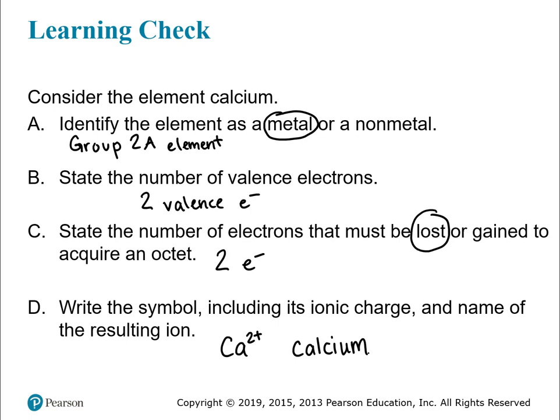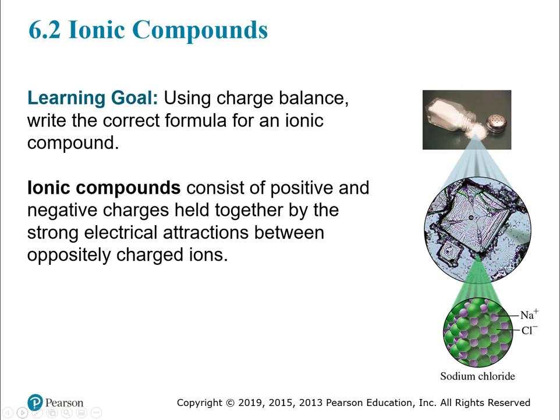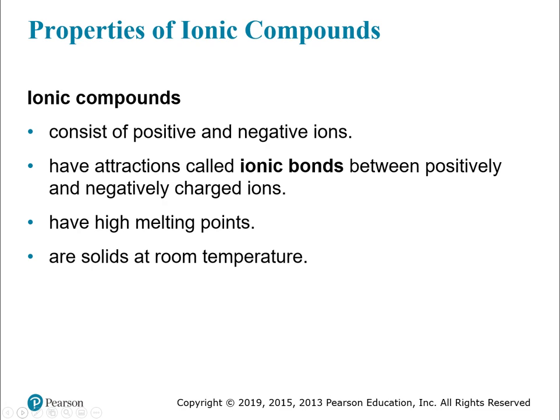You need to be able to do this for any of the representative elements on the periodic table. If you can do this, then you're in very good shape for the beginning of chapter 6. We laid the foundation of ions. Let's put it together, the cations and the anions, to form formulas and name compounds. Ionic compounds are made of positive and negative ions. And let's use our vocabulary words, cations and anions. They have attractions called ionic bonds between those charged ions. And we covered what an ionic bond was in the first section of chapter 6. Ionic compounds have really high melting points, and they're solids at room temperature.